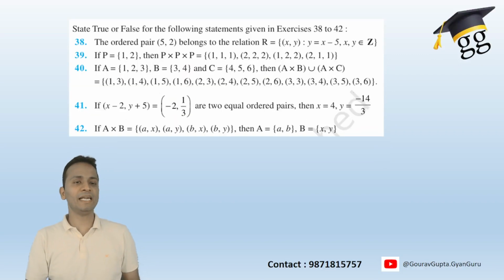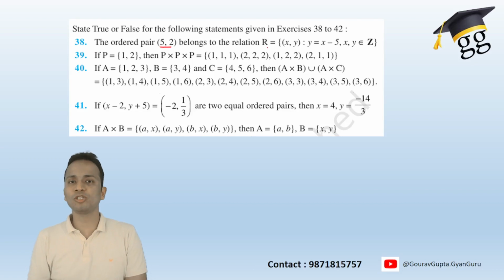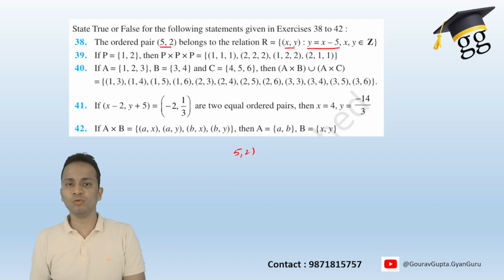Moving ahead and looking at the last 5 questions which are true and false. Starting with question number 38: the ordered pair 5 comma 2 belongs to the relation x comma y, where y is equal to x minus 5. Now here the ordered pair 5 comma 2 says that x is equal to 5 and y is equal to 2. I will substitute in the given equation y is equal to x minus 5.